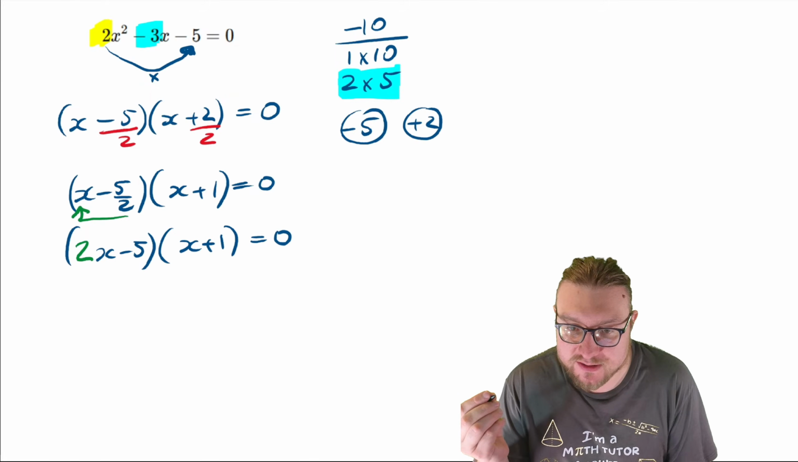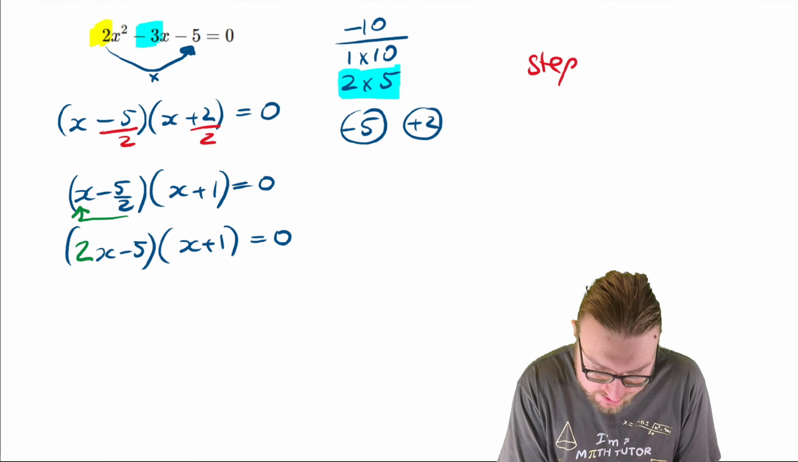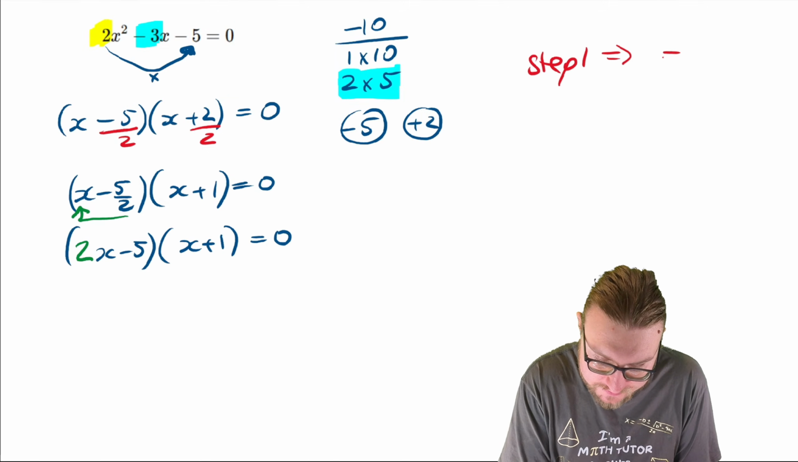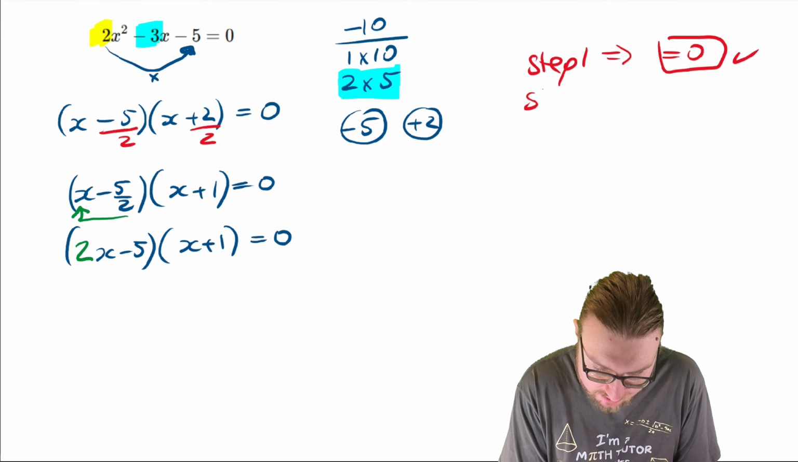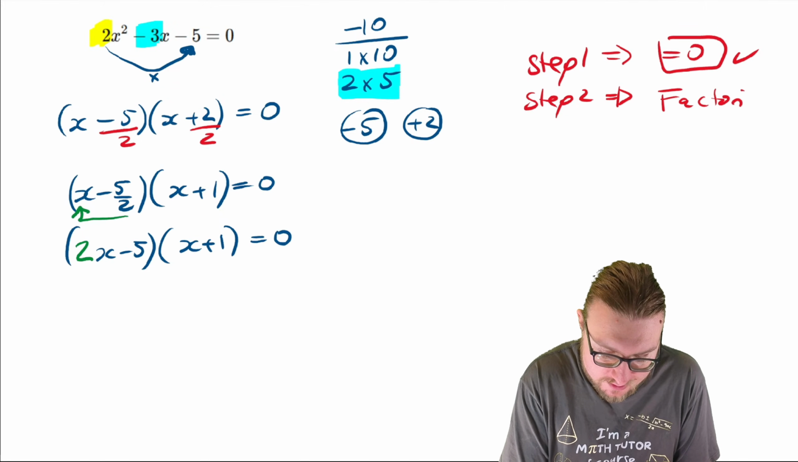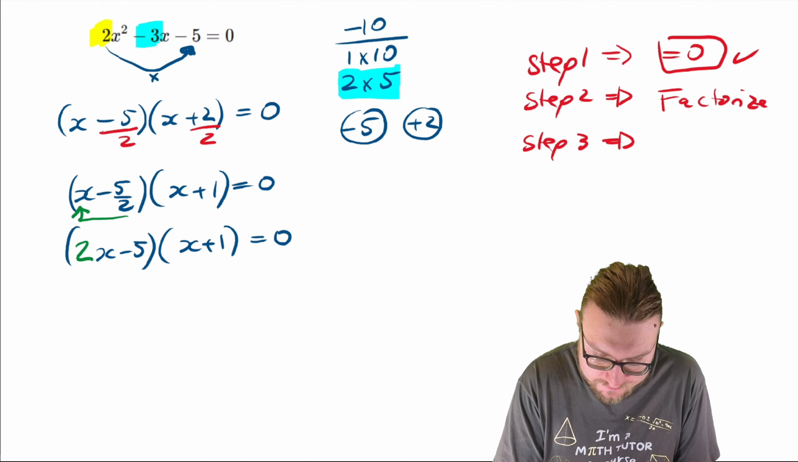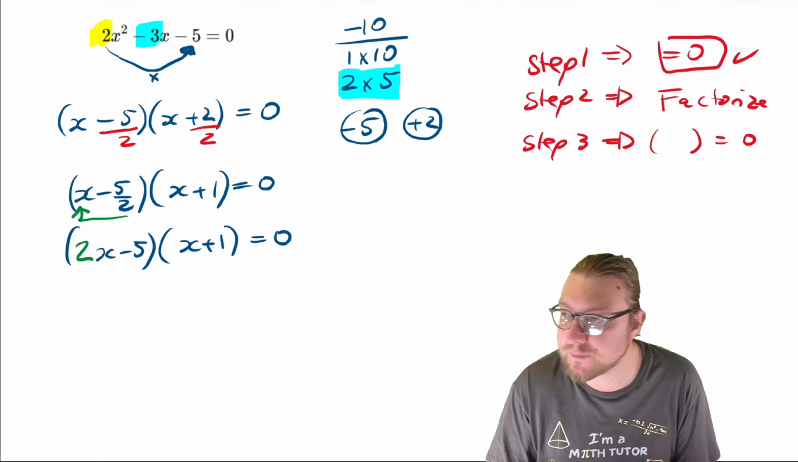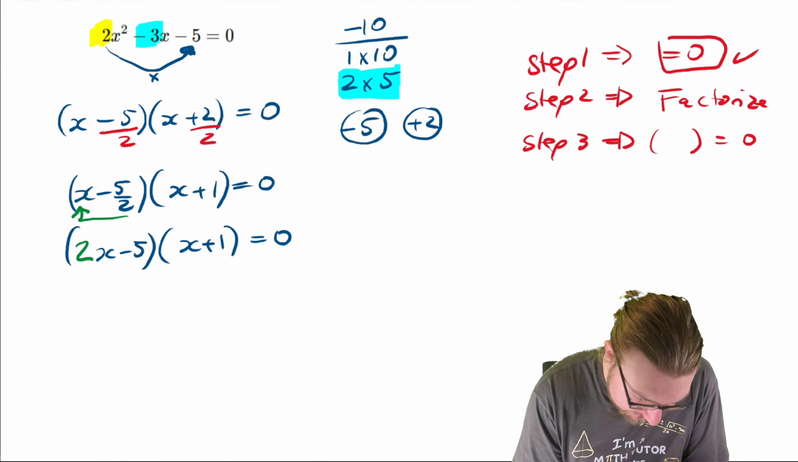Now the steps were still the same, right? So what was the first step? Step 1 is make it equal 0. We've done that in the beginning. That was given to us. What was step 2? The second step is factorize. And then step 3, each bracket equals 0. I don't want to write it again. There we go. Okay, so now we have each of our brackets.